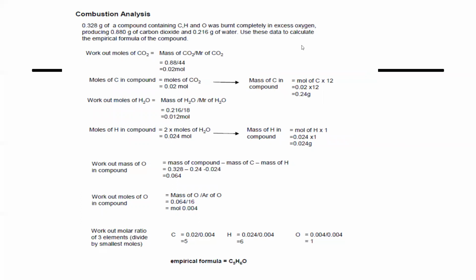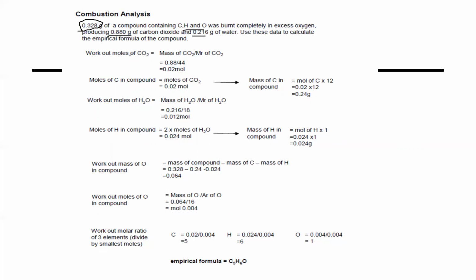Using combustion analysis, we can find the empirical formula. For example, if you have a compound containing carbon, hydrogen and oxygen, 0.328 grams of it was burned, and it gives 0.216 gram of water and 0.880 grams of carbon dioxide. So how do you work out the mass of carbon?